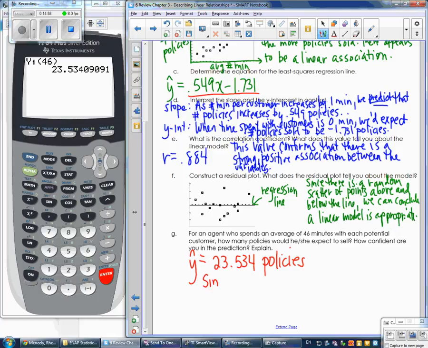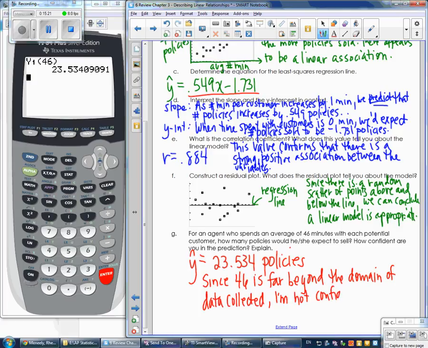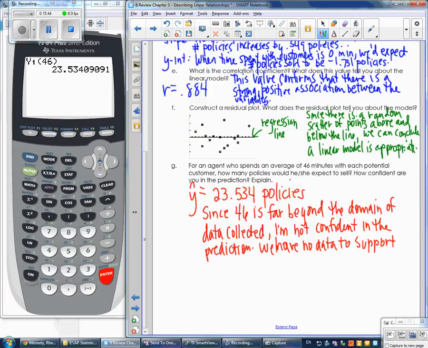So since 46 is far beyond the data that is collected, or the domain of the data collected, I'm not confident in my prediction. We have no data to support our model, or to support a linear model, beyond 33 minutes. So I don't really know that a linear relationship is going to continue, and I don't want to use my equation to make predictions too far away.